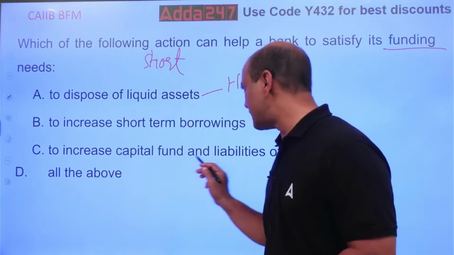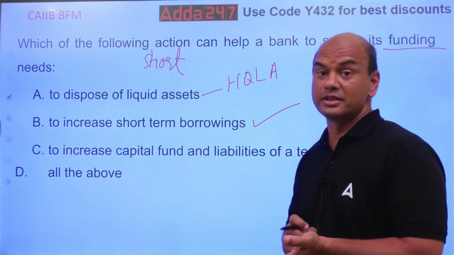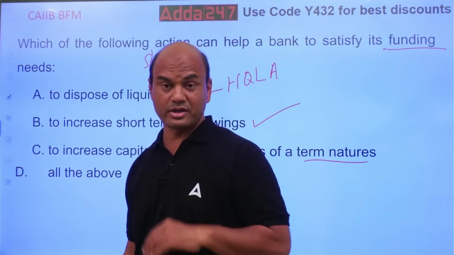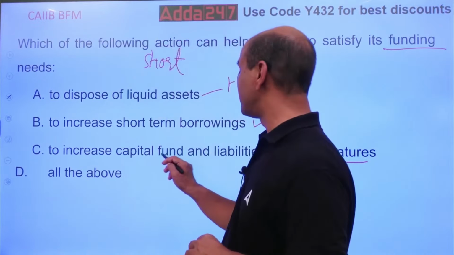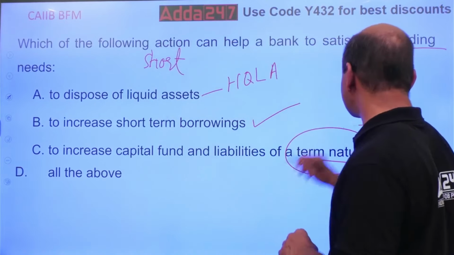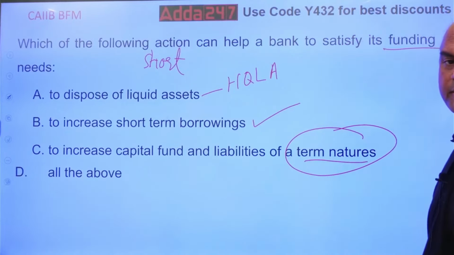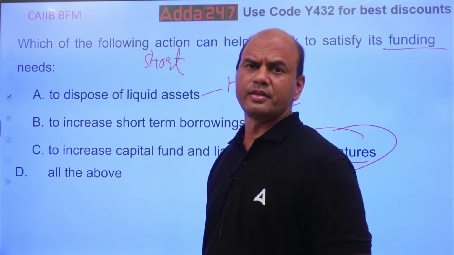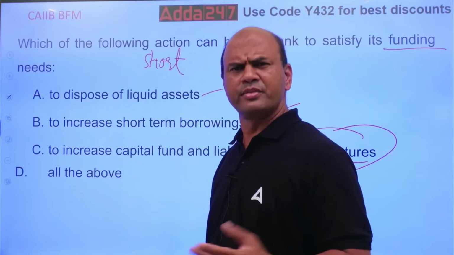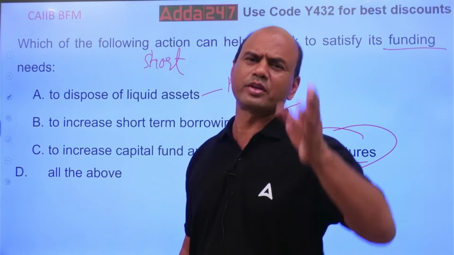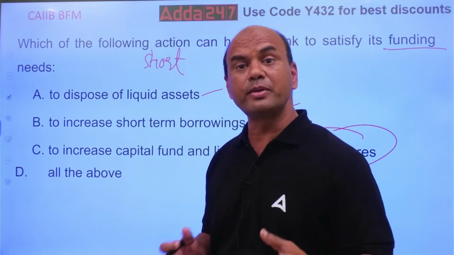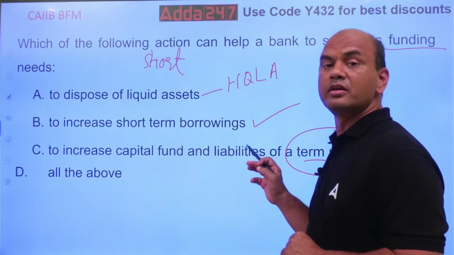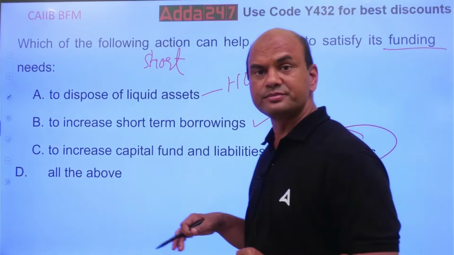To increase the capital funds and liabilities of term nature. This is something thinkable. You have to think on this point now. Term nature means long-term nature. Term nature means what? I am taking an FD for 5 years. What happens because of this 5 years FD? Very good. That person is giving me money, I'll have to give him after 5 years. So present problem of mine is solved. Isn't it? So taking the capital funds or liabilities of term nature, long-term nature.